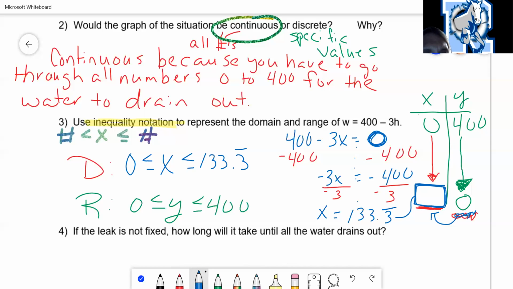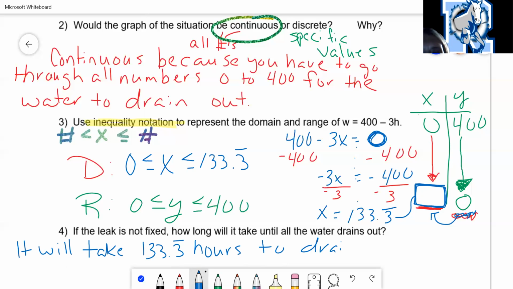So it will take, let me see if I can write better. Silly me. It will take 133.3 repeating hours to drain out.